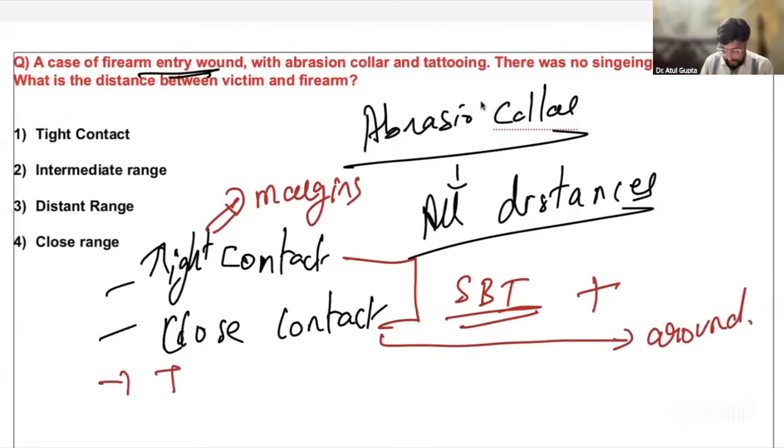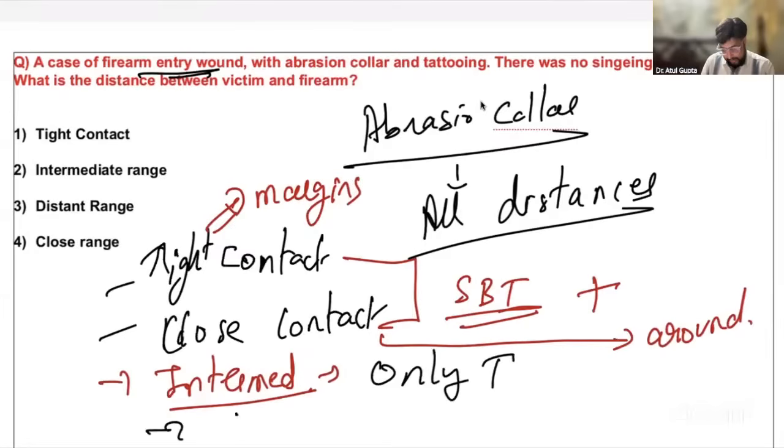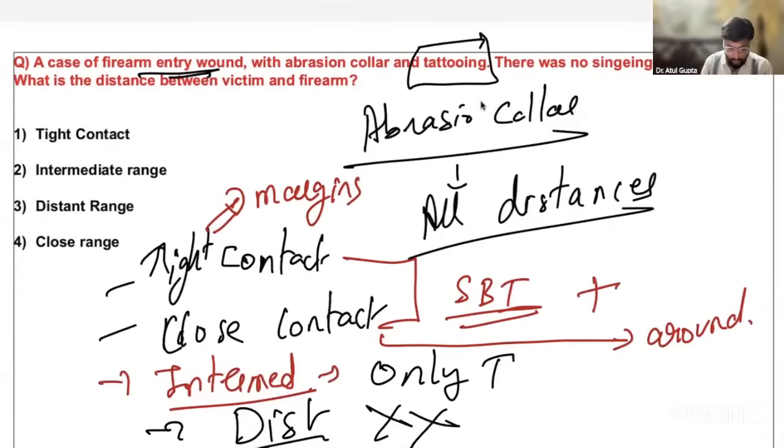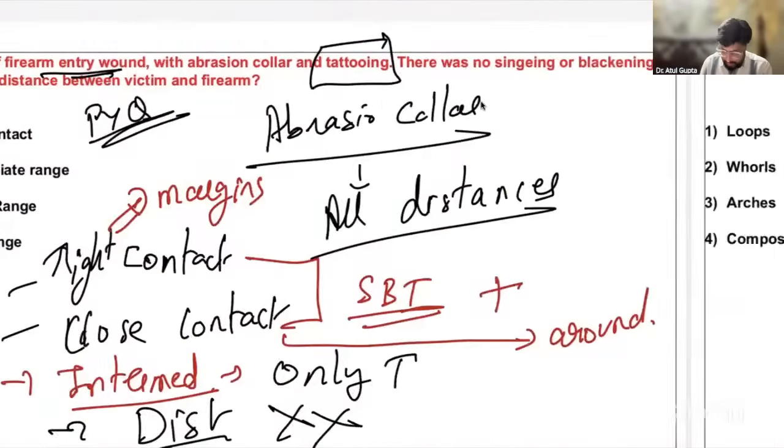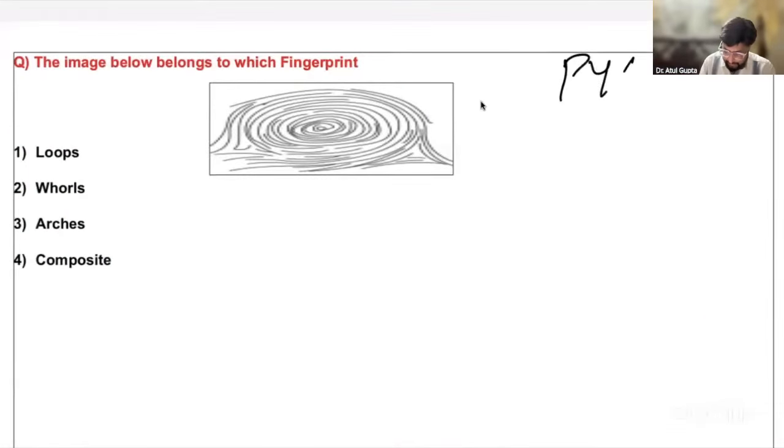But in intermediate range, there is only tattooing. And in distant range, nothing will be there: neither singeing, nor blackening, nor tattooing. So as per this question, only tattooing was there, so the answer becomes intermediate range. This is a previous year question, PYQ. I hope everyone got it right, and this is a classical previous year question.